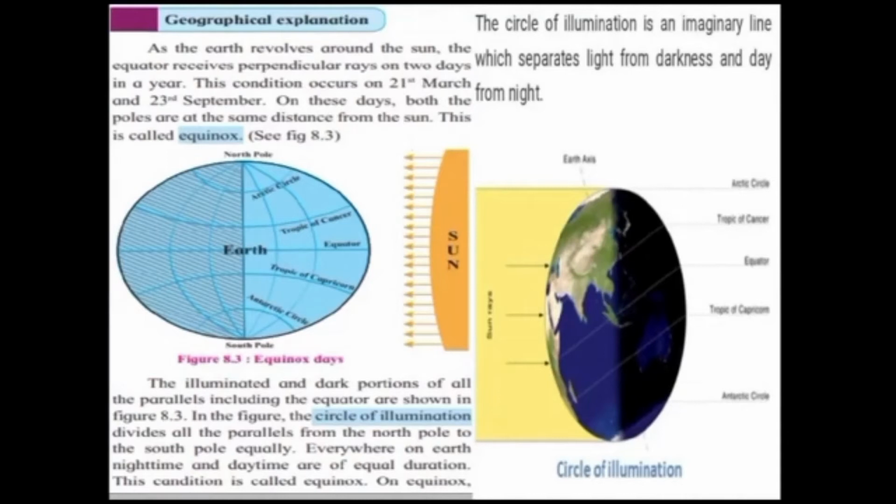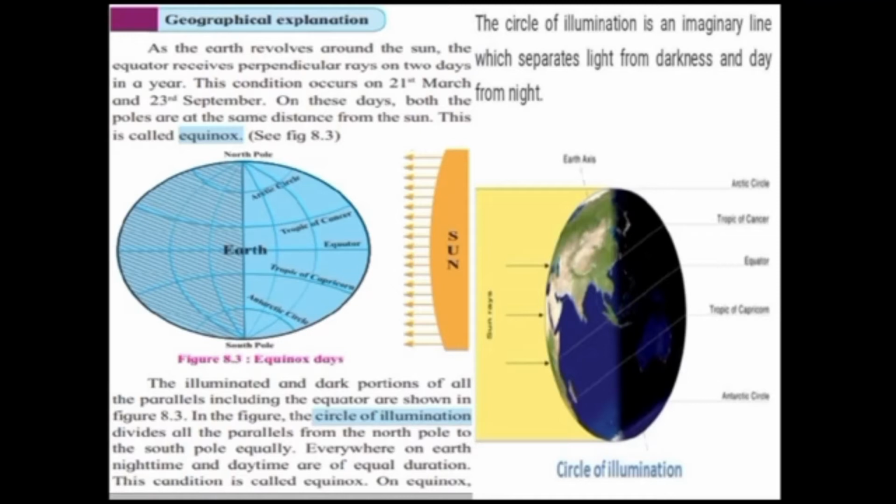As the earth revolves around the sun, the equator receives perpendicular rays on 2 days in a year. This condition occurs on 21st March and 23rd September. On these days, both the poles are at the same distance from the sun. This is called equinox. See figure 8.3. Now on the screen of the slide you can see figure 8.3. The same figure you can see on page number 47 of your geography textbook.